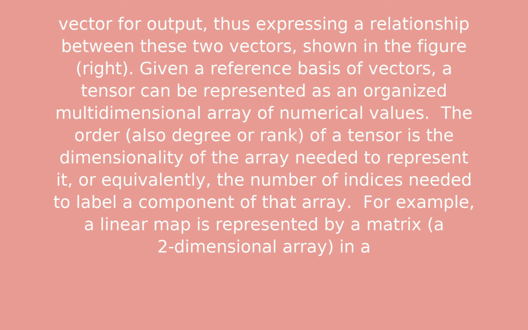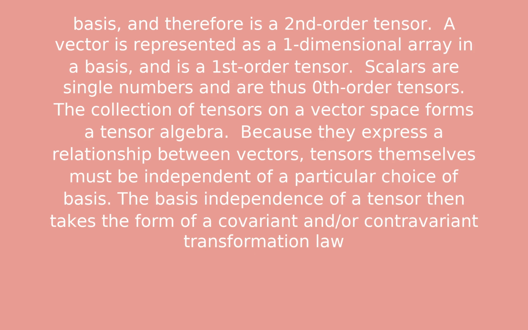numerical values. The order of a tensor is the dimensionality of the array needed to represent it, or equivalently, the number of indices needed to label a component of that array. For example, a linear map is represented by a matrix in a basis, and therefore is a second-order tensor. A vector is represented as a one-dimensional array in a basis, and is a first-order tensor. Scalars are single numbers and are thus zeroth-order tensors.